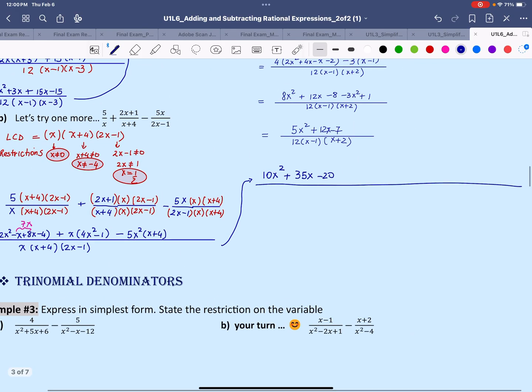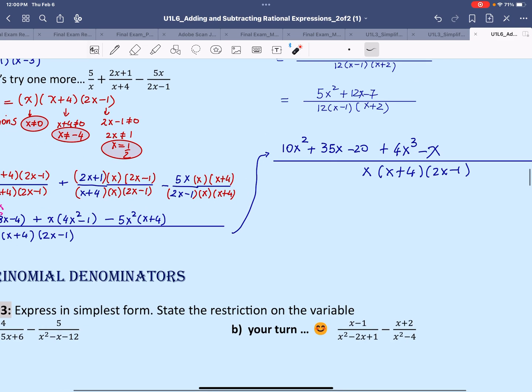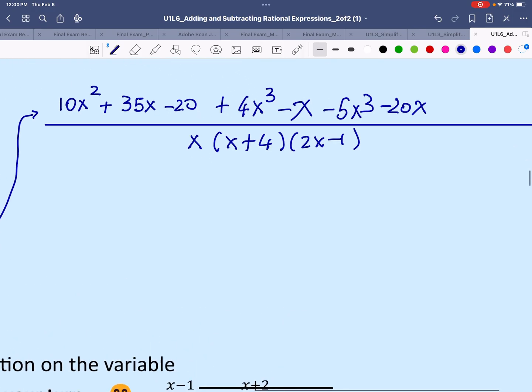Let's draw this big fraction here, and the denominator as well, because why not? And now we're going to do the next group of terms. So x times 4x squared minus 1 will give positive 4x to the power of 3 minus x. So 4x cubed minus x. And then we have negative 5x cubed. And then negative 20x. And here we go. We have the entire expression together.